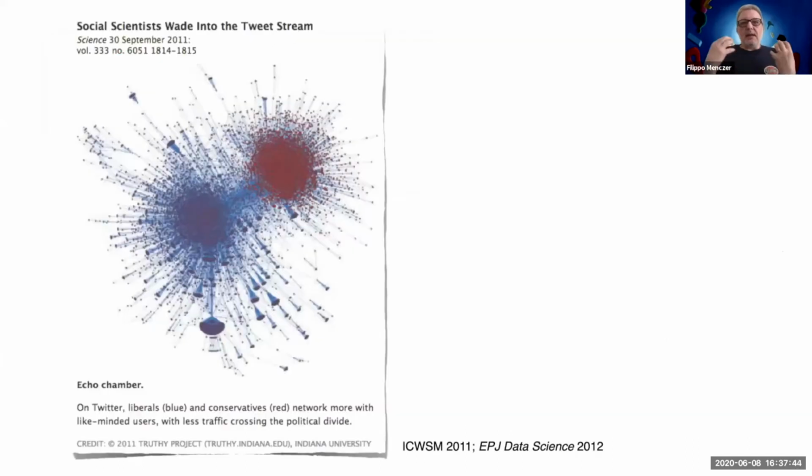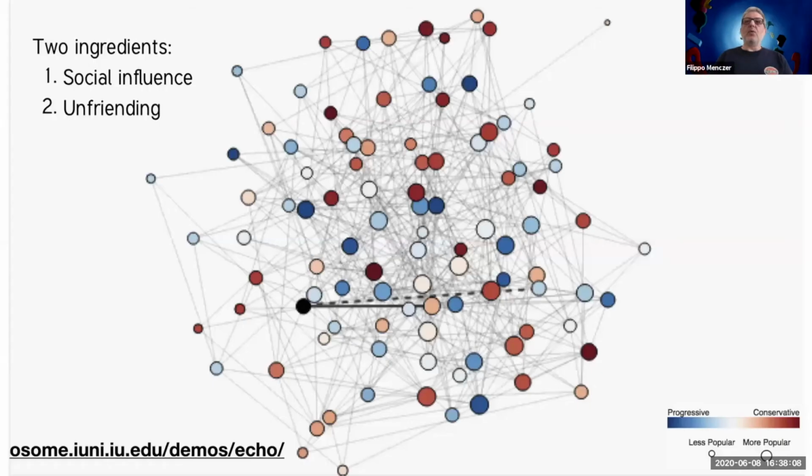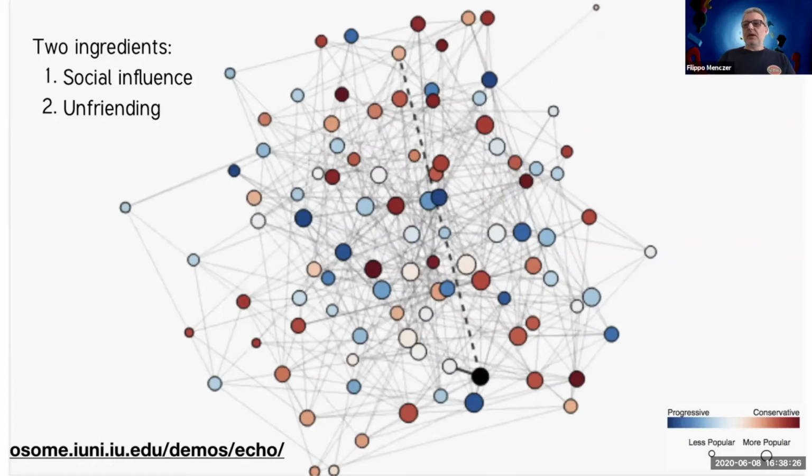And so we feel that the echo chamber structure can create vulnerability because, of course, we're more likely to be exposed to information that is targeted to us, and we're easily targeted because we all find ourselves in these echo chambers. So one of the questions that we were interested in was, what is the role of social media in fostering this kind of polarized and segregated echo chamber structure? So we explored this question with an agent-based model, which has two ingredients. One is that people can be influenced by their neighbors, and the other one is that they can unfriend people that they disagree with. So here the color represents your political stance from progressive to conservative.